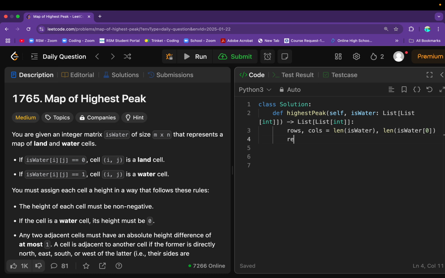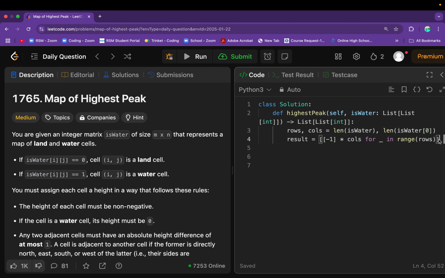Now let's initialize our result data structure. I'm going to initialize it to -1 for all of the cells: a list of -1 times the number of columns, for an underscore iterator in the range of the number of rows. It has the same dimensions as the input, because that is our result. It's going to store the heights, and setting the cells to -1 initially marks them as unvisited, because we haven't visited them yet while iterating over the input.